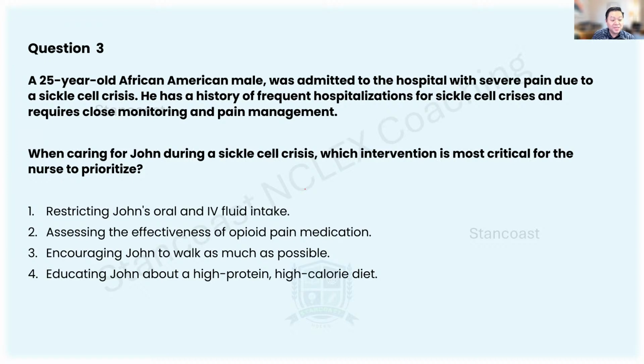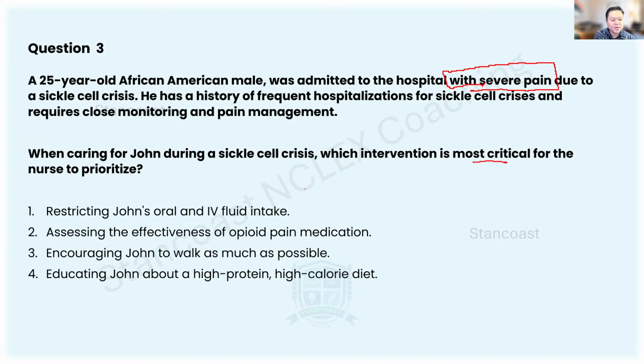So what would be your goal here? It said John was admitted to the hospital with severe pain due to a sickle cell crisis. He has a history of frequent hospitalization for sickle cell crisis and requires close monitoring and pain management. When caring for John during a sickle cell crisis, which intervention is most critical for the nurse to prioritize? Well, of course, our issue here is pain, right? Severe pain. We need to address the severe pain in this patient with a sickle cell crisis. And what will be our critical nursing care for this patient?